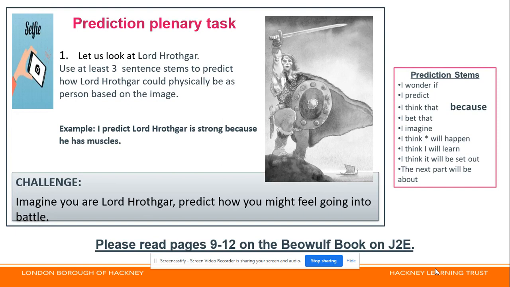Okay, let's get to the questions. Number 1, let's look at Lord Hogarth. Use at least 3 sentence stems to predict how Lord Hogarth could physically be as a person based on the image. For example, I predict Lord Hogarth is strong because he has muscles.